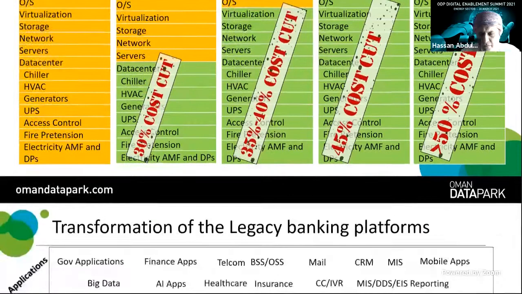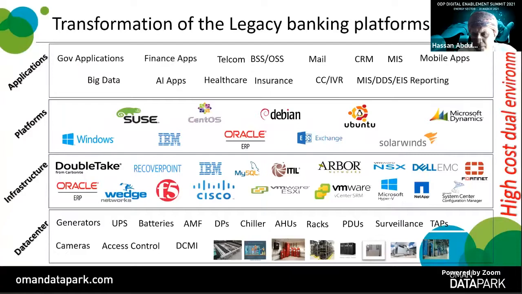Now here, in this slide, what we're trying to show you is that we are taking responsibility of all this equipment, and we're giving you the freedom to consider a pure application. So for example, if you want Oracle ERP and you want to run it on Hyper-V, that's fine. If you want to run Windows with the F5, pick and choose. With the SolarWinds, fine, it's up to you. Whatever applications you require, there's a big catalog within Oman Data Park services for you to choose from.